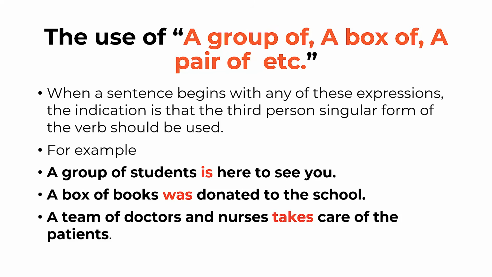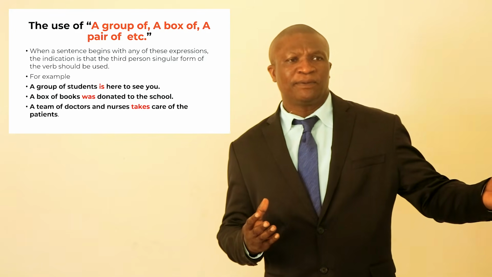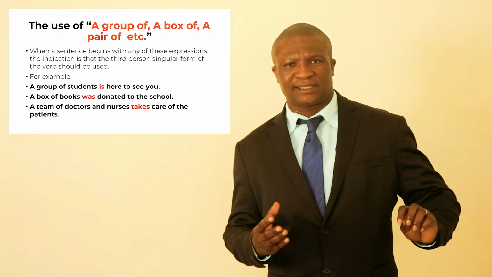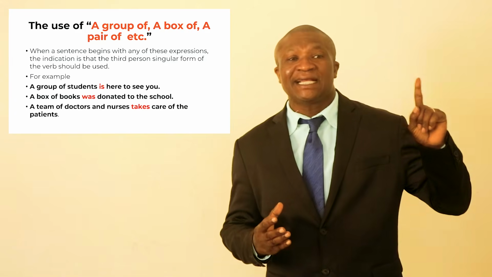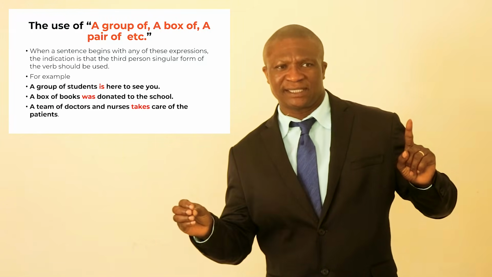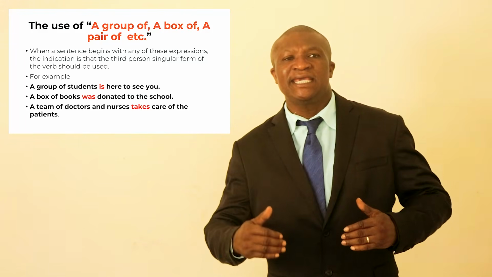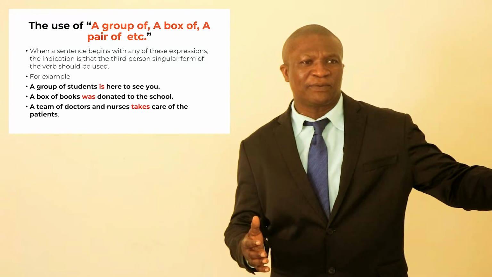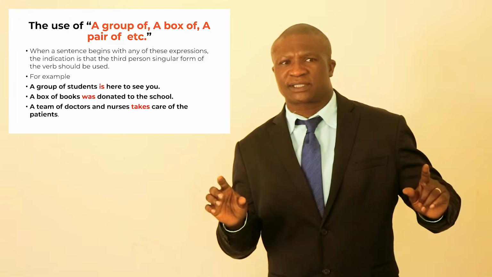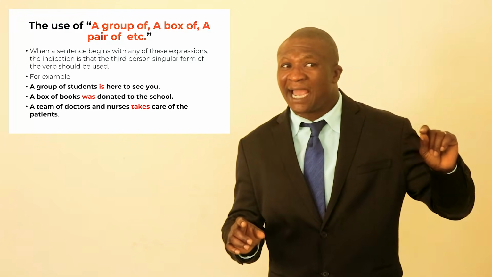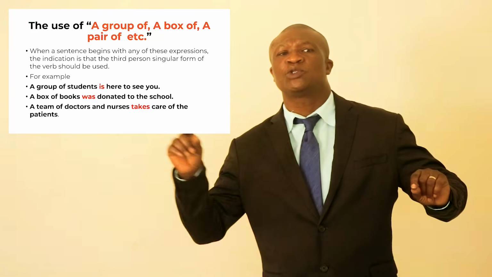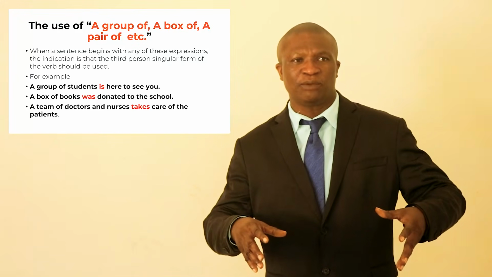Another instance where we tend to commit errors is when we have the use of a group of, a box of, especially a group of. For example, a group of students. We are talking about a group, and that is singular. So a group is, that is why it is correct to say a group of students is here to see you. The next example, a box of books was donated. So the idea here is that a box was donated, but inside the box, we have books.